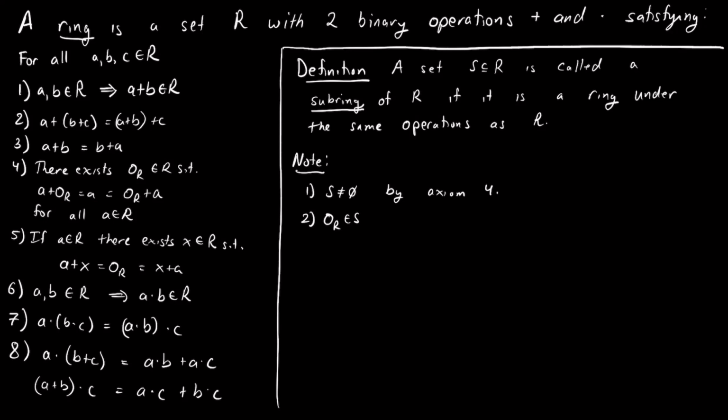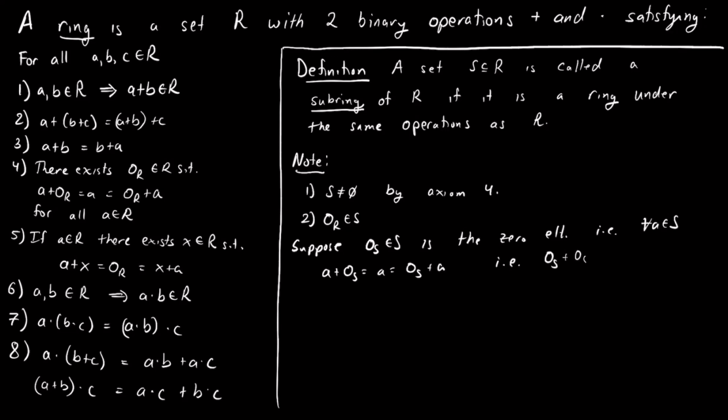Okay, so how do we prove this? Let's suppose S has its own 0 element that's different than the 0 element in R. So suppose that 0_S is the 0 element. What does that mean? That means that for all a in S, we have that a plus 0_S is equal to a, which is the same as 0_S plus a. In particular, what we'll focus on is the fact that 0_S plus 0_S must equal 0_S.